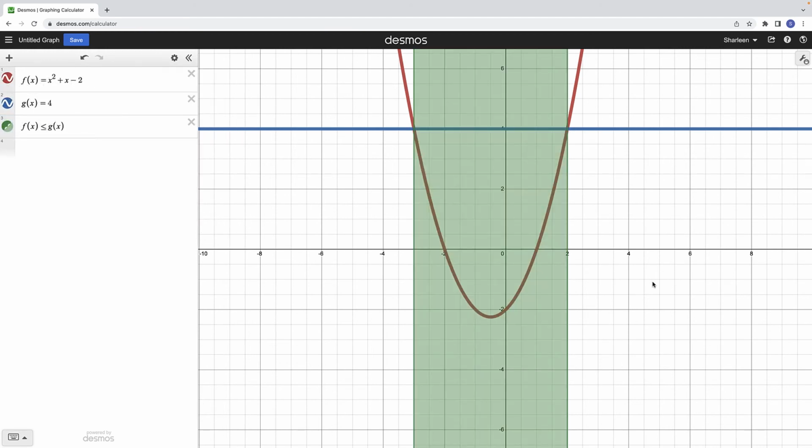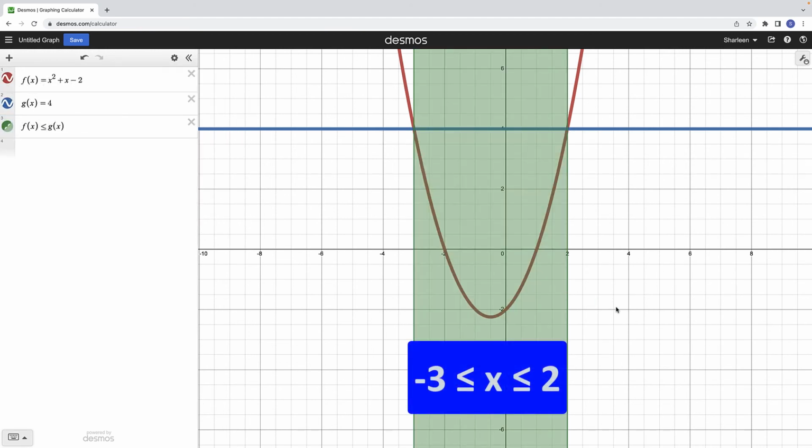To describe our answer here, we're looking for all values of x between -3 and 2. In this case, we can include -3 and 2. That's because our original inequality was less than or equal to.